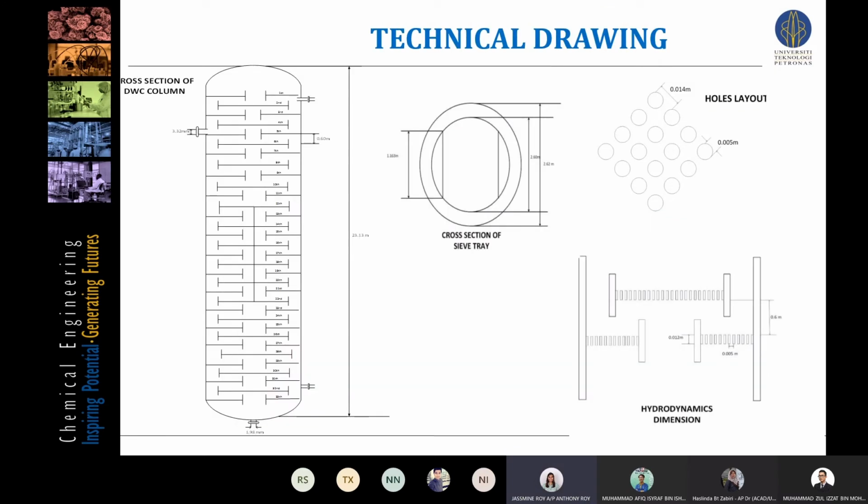So, this is my technical drawing, which shows an overview of the cross-section of the column with the respective nozzle thickness and height of the column as mentioned in the specification sheet and the earlier parts. The head closure chosen was ellipsoidal as compared to torispherical. As for the cross-section of the sieve tray, it consists of the weir length and the inner and outer diameter gasket at approximately 2.6 millimeters.